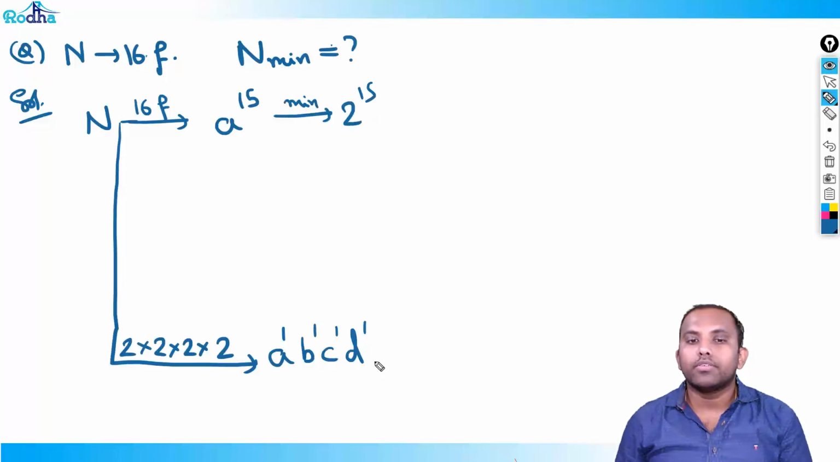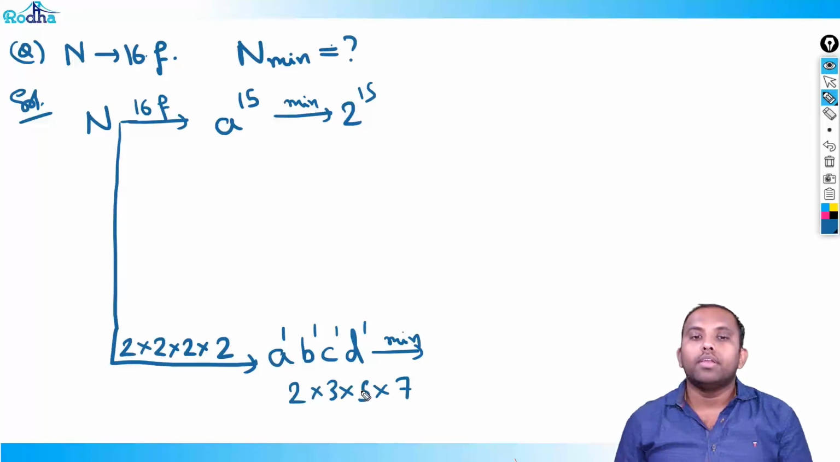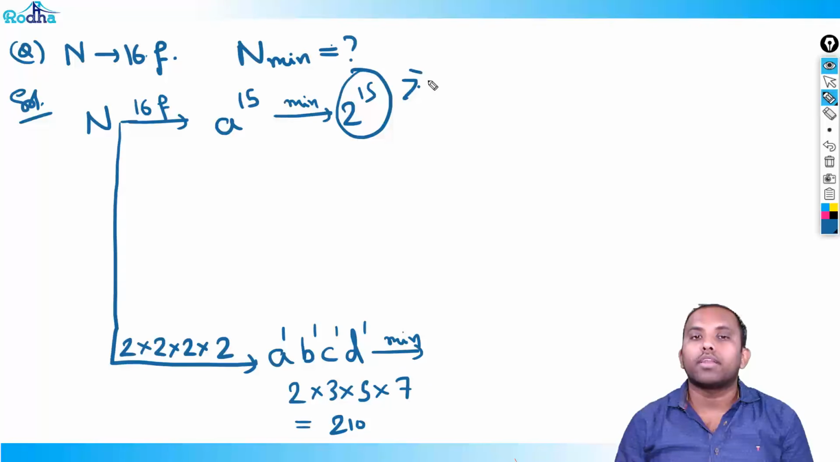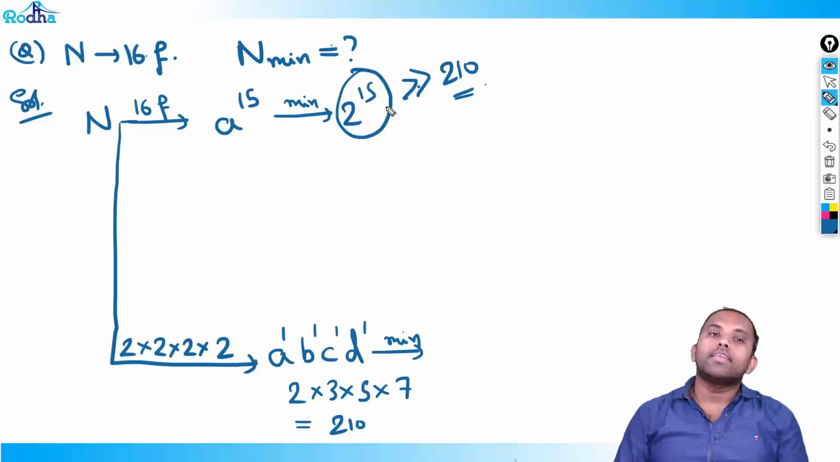What is the minimum value here? It is 2 into 3 into 5 into 7, right? The 4 least prime numbers, that is 210. So see, this 2 raised to 15 is much bigger than 2 raised to 10. Sorry, 210, right? So this is always true, right?